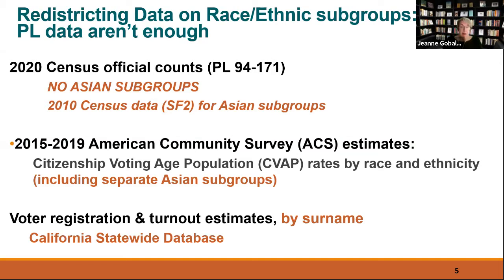The Statewide Database collects from each county the register of voters and data on voter turnout. The Statewide Database also uses surname classification, or surnames, to estimate the ethnic or racial origin of populations, including Hispanic subgroups and Asian subgroups.